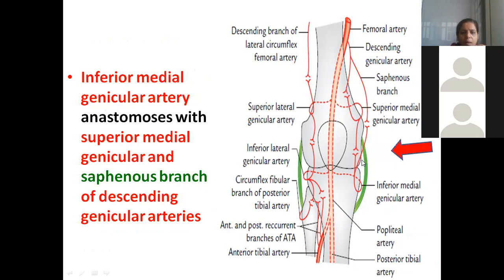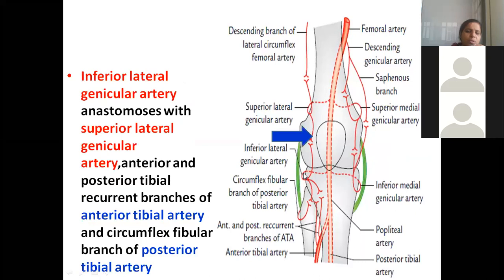Then now see here, inferior medial genicular is this. It is anastomosing with superior medial. We already knew this, and it is also anastomosing with saphenous branch of descending genicular arteries. This is the saphenous branch, and this is the descending genicular artery. Okay, many blood vessels will be anastomosing. You are supposed to sit calmly and study, you will remember everything. Then inferior lateral genicular is also anastomosing with superior lateral. This we know already.